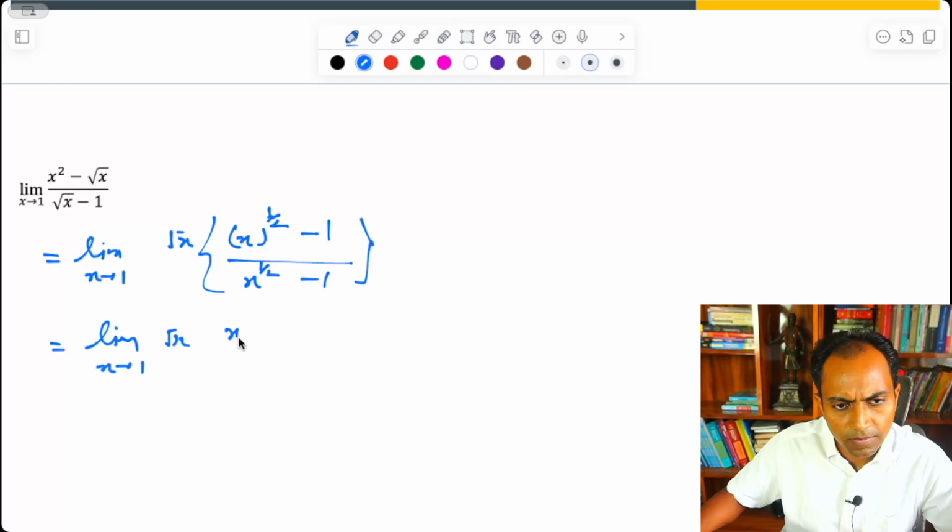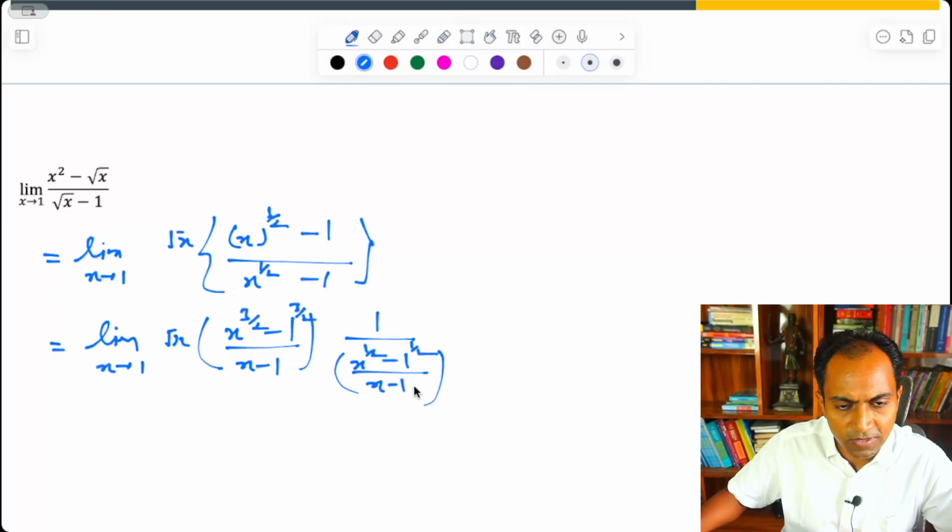Here we can multiply and divide by x minus 1. So here I am writing an x minus 1. Here I am writing 3 by 2, it won't matter. For the next part also, here I can write x raised to the power 1 by 2 minus 1 raised to the power 1. So I have multiplied and divided by x minus 1.